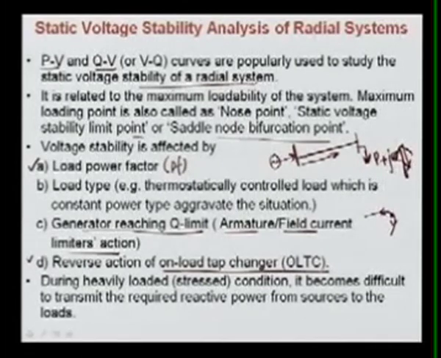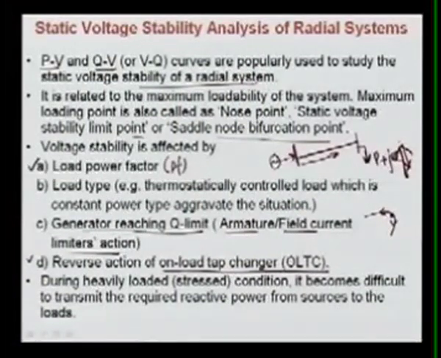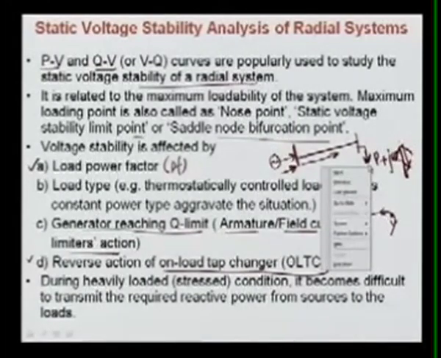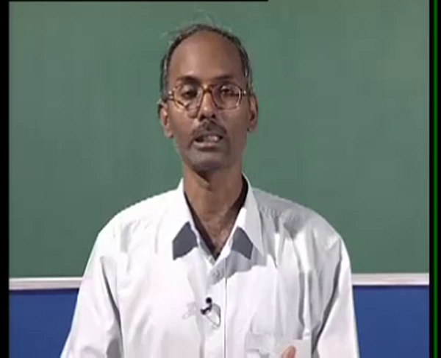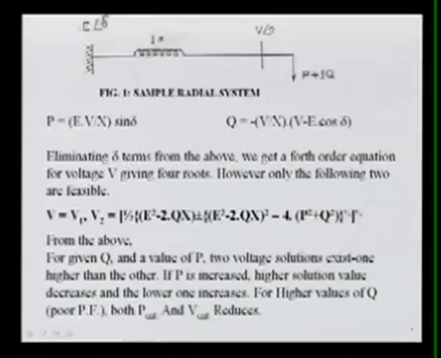During heavily loaded or stressed conditions, it becomes difficult to transmit the required reactive power from source to load. As I said, once you increase this Q, that Q has to be supplied from here. So if it is heavily loaded, it is difficult to provide the reactive power support from here. If you are unable to provide that reactive power support, then your system will lead to a voltage instability case. To understand this, we will see one example.